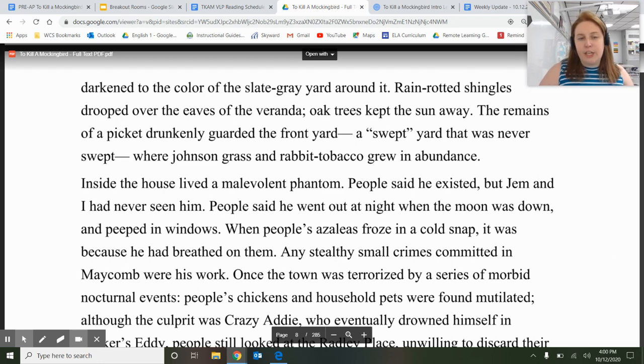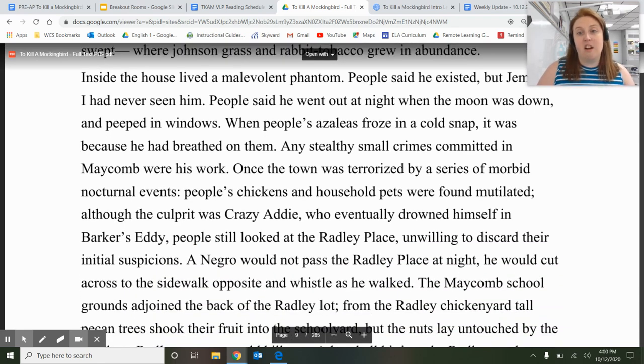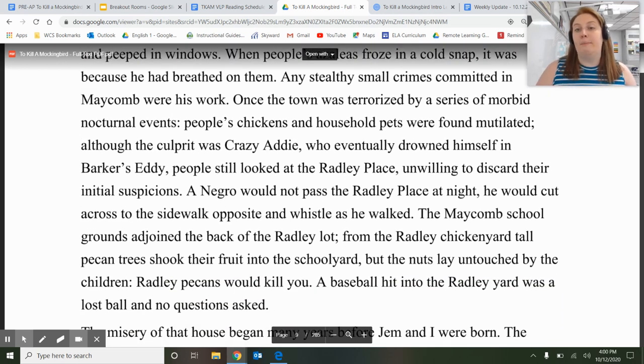Any stealthy small crimes committed in Maycomb were his work. Once the town was terrorized by a series of morbid nocturnal events. People's chickens and household pets were found mutilated. Although the culprit was Crazy Addie, who eventually drowned himself in Barker's Eddy, people still looked at the Radley place, unwilling to discard their initial suspicions. A Negro would not pass the Radley place at night. He would cut across the sidewalk opposite and whistle as he walked.